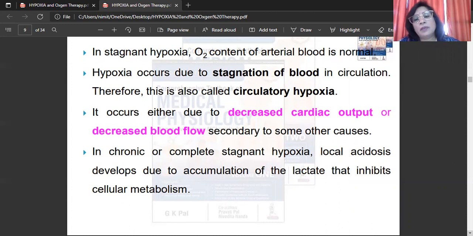So I'll just conclude my lecture. The student at the end of the lecture should know the definition of hypoxia, which is reduced oxygen at the tissue level. Types of hypoxia: hypoxic hypoxia, anemic hypoxia, histotoxic hypoxia, and stagnant hypoxia.